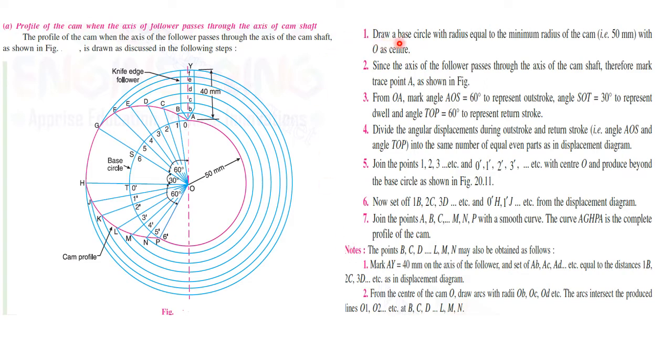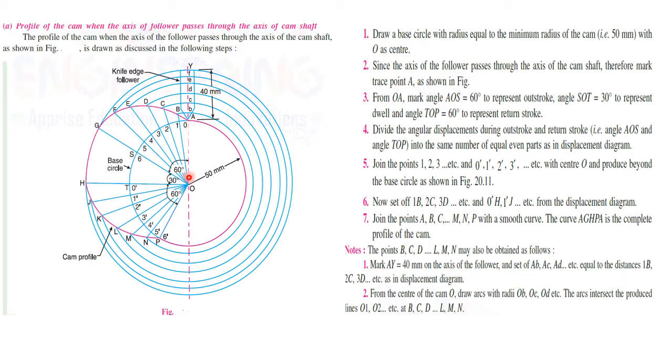First of all, draw a base circle with radius equal to the minimum radius of cam, 50 mm, with O as a center. Here we assume that is the center of cam. Already given in the question, 50 mm minimum radius of cam, we have drawn the circle of cam, and here we have represented the knife edge follower, but its center line passes through the center line of cam, and that length is 40 mm because the maximum stroke length is 40 mm.